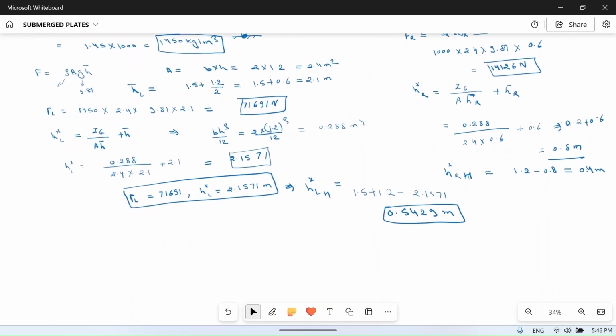Now if you try to find the resultant force, it will be F1 minus F2, which is FL minus FR: 71691 minus 14126. If you subtract this, you will get 57565 Newton. Okay, this is the resultant force.